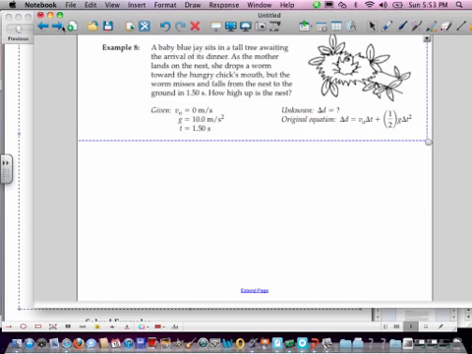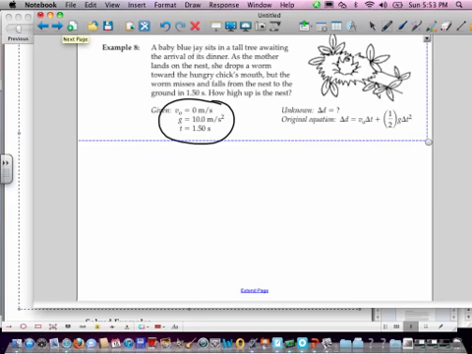Okay, a baby blue jay sits in a tall tree awaiting the arrival of its dinner. As the mother lands on the nest, she drops a worm toward the hungry chick's mouth, but the worm misses, and falls from the nest to the ground in 1.5 seconds. How high up is the nest? Well, all right, let's take a look at what we know. We know the worm wasn't moving at first, so 0 initial velocity, gravity 10, and the time is 1.5 seconds.